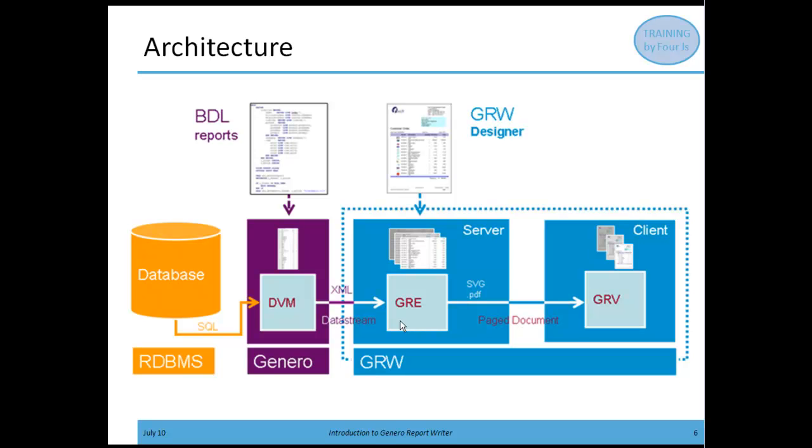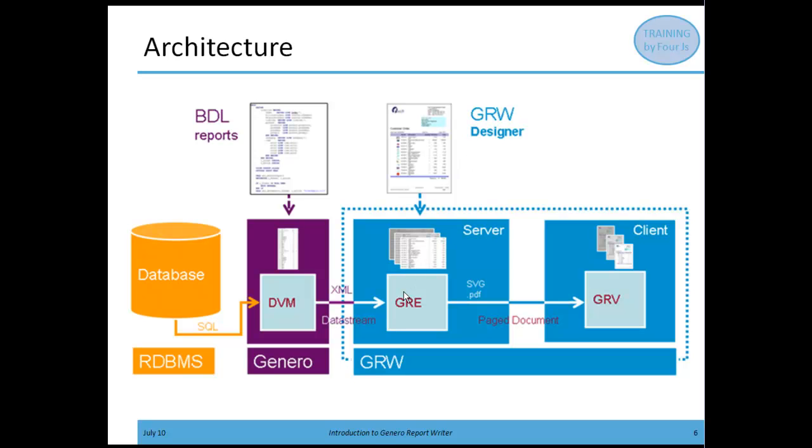The report engine is going to take this data stream from the DVM and format the results according to a specified report design document. So we have the Genero Report Designer, which is your GUI interface that allows you to create and format reports and create a report design document, the .4rp file. When you create a report design, you're going to be using something we call a data view, and we'll talk about a data view in a few slides.